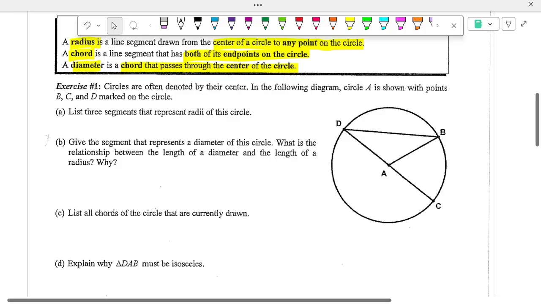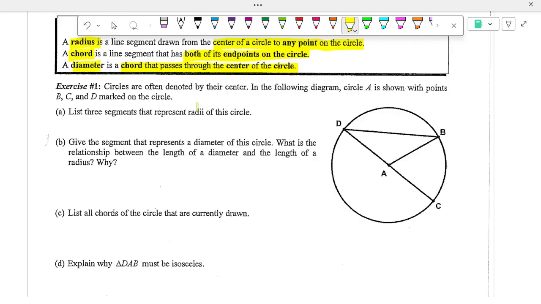So we're going to list 3 different line segments that represent the radii of this circle. Remember, radii is just the plural for radius. So someone raise their hand and tell me one radius. Tobias. So BA is 1. Someone else tell me another one. DA. And then AC. So this is a radius. This little piece is a radius. And this little piece is a radius.